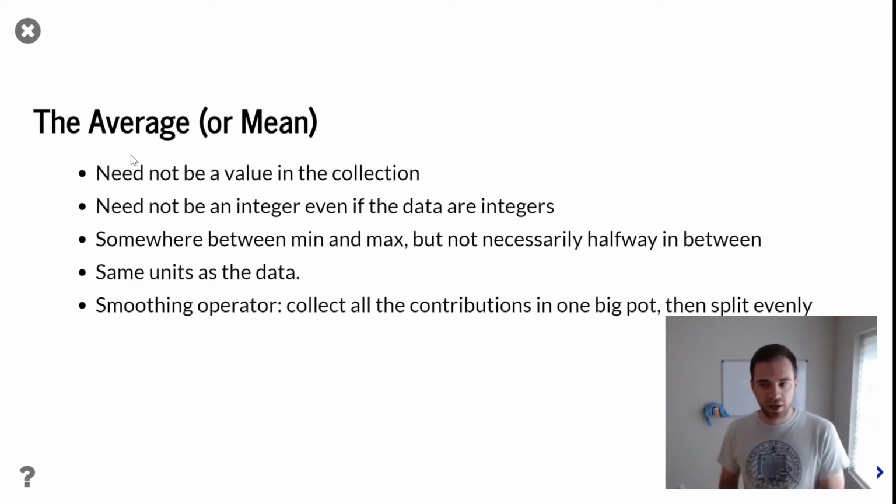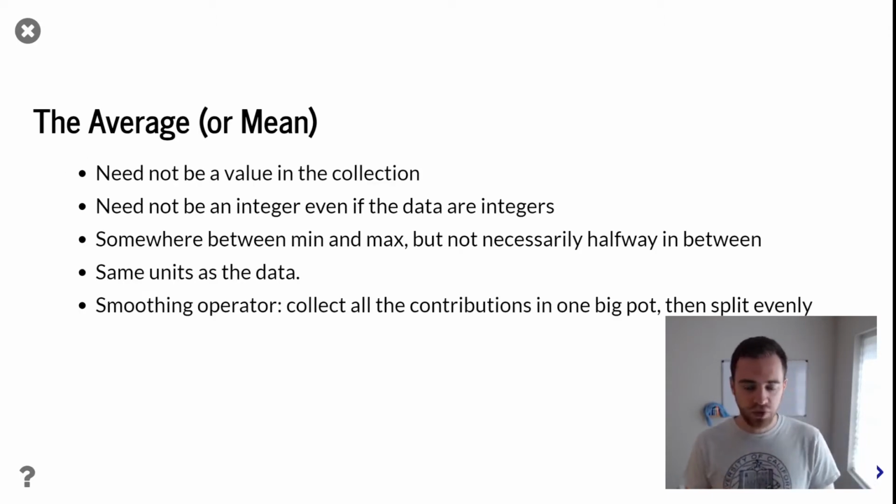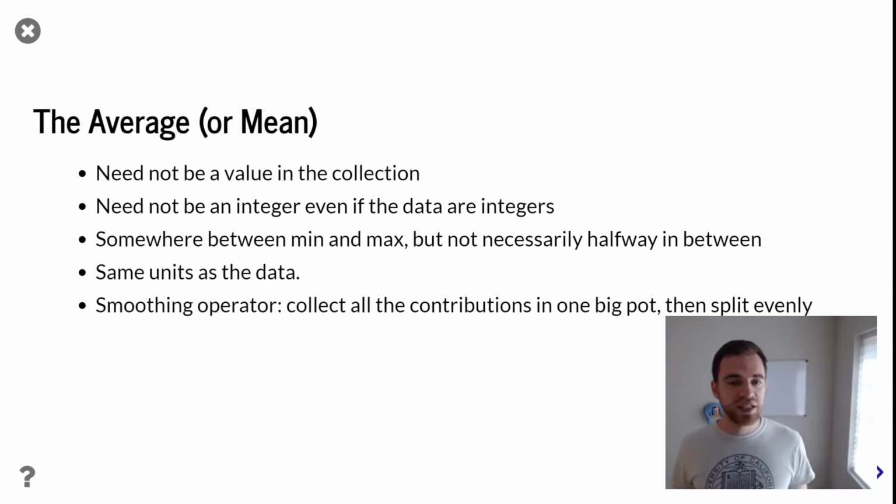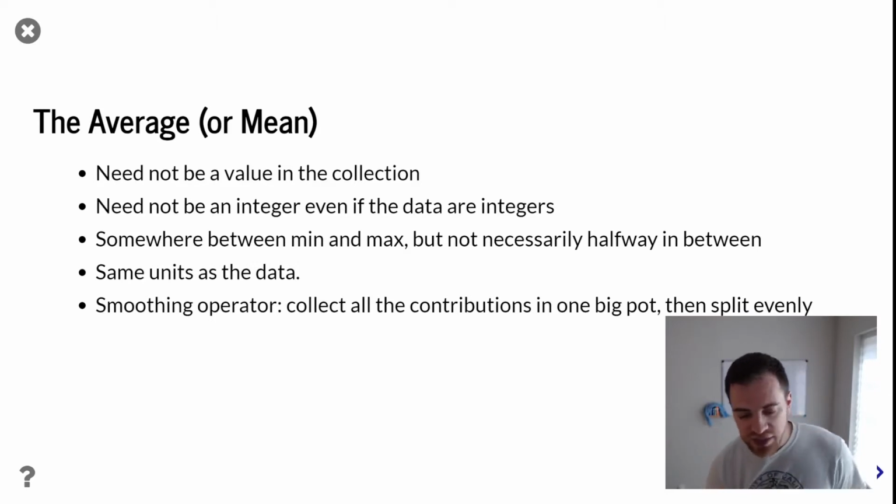So let's talk about a couple of properties of the mean. First of all, the answer doesn't need to be a value in the collection. As we saw here, I had 2, 3, 3, and 9. The average, or the mean, was 4.25. That isn't one of the numbers I had. It doesn't need to be an integer, even if all of the data are integers. And this is sometimes a problem.